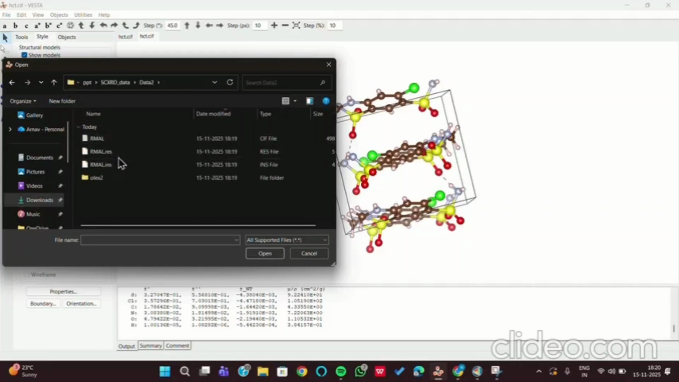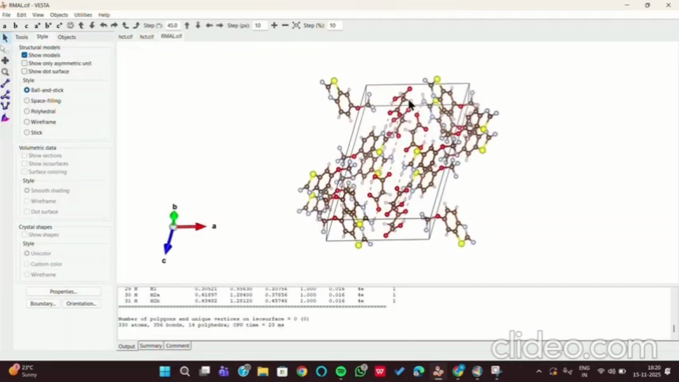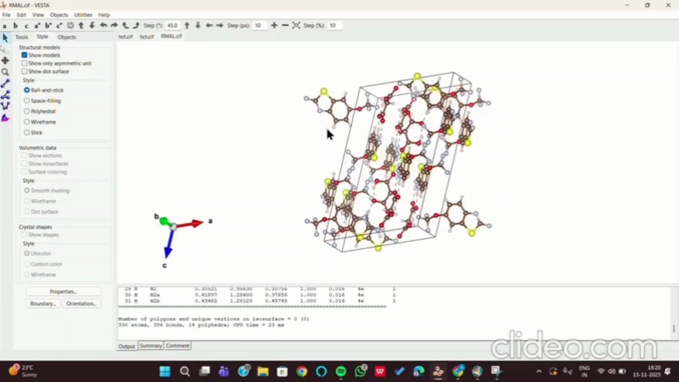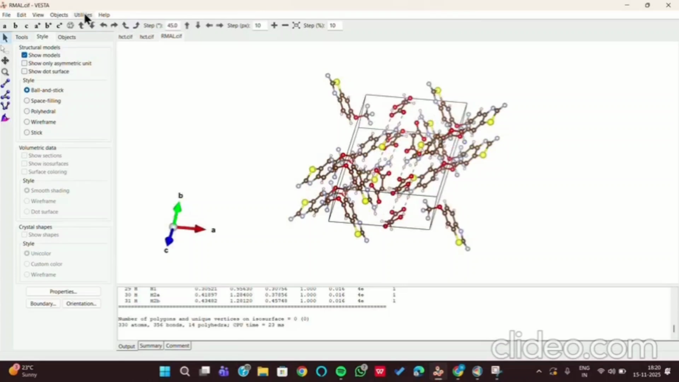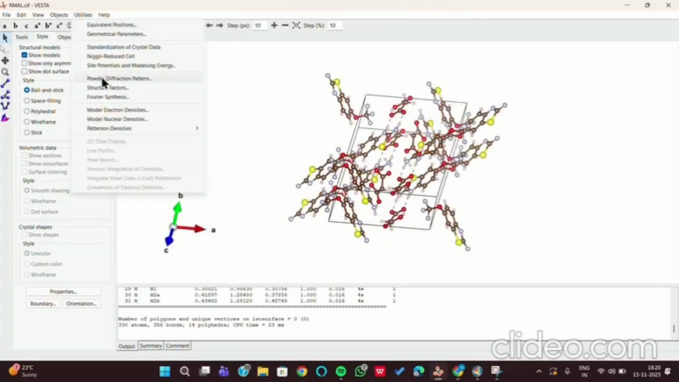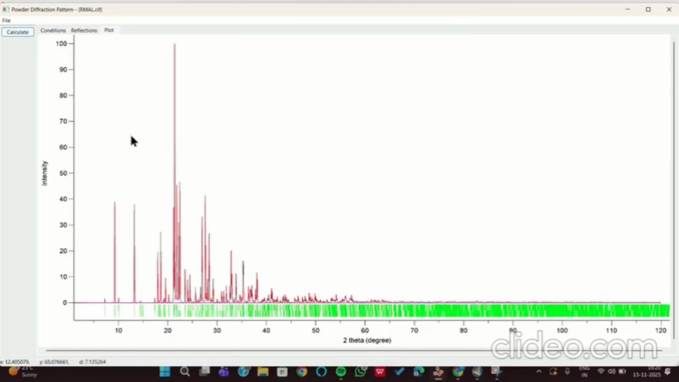So these were the initial files, and this is the final zip file. So we'll open this zip file, and you can see this is the crystal structure. And now we'll go into the utilities, and then click on the powder diffraction pattern, and then just calculate the PXRD. This is the PXRD of this RML structure.